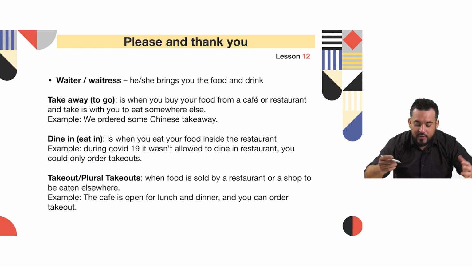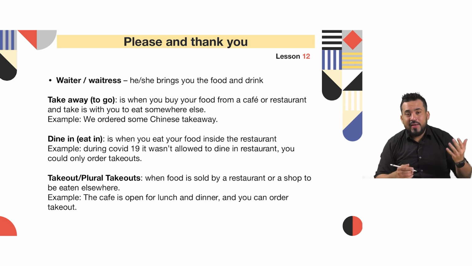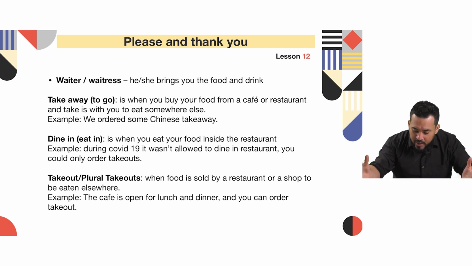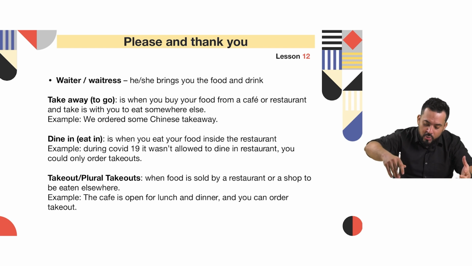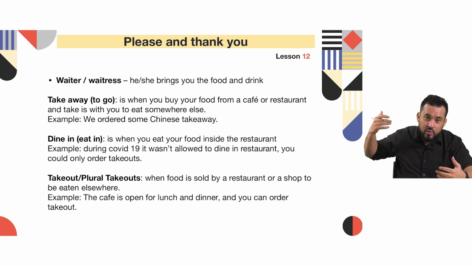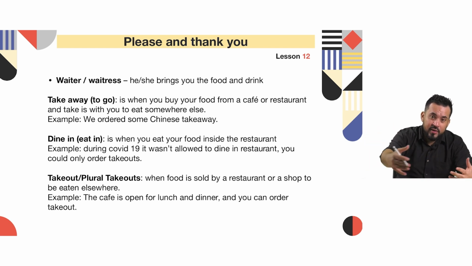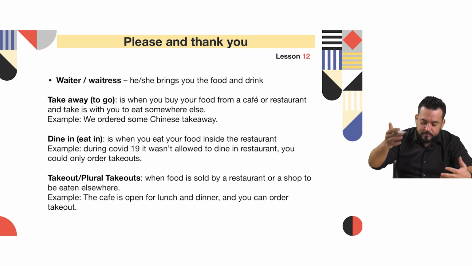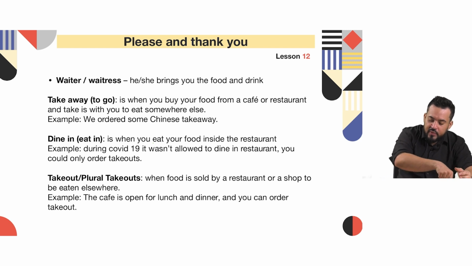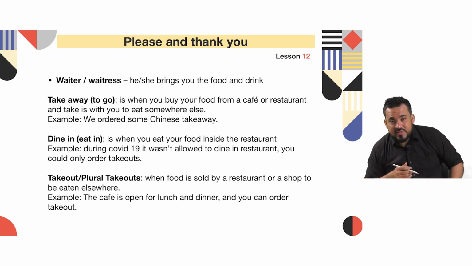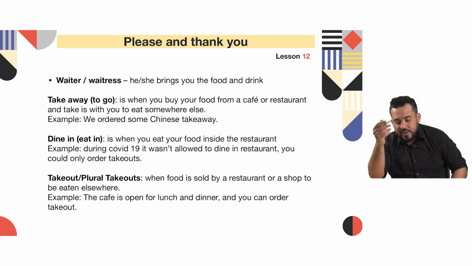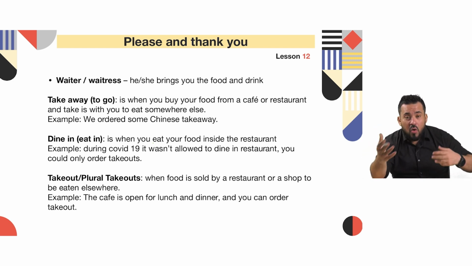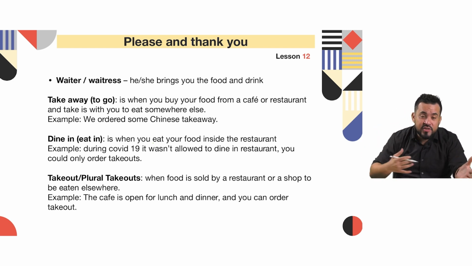Take away, to go. Take away is British, to go is American. That means when you buy food from a cafe or a restaurant and take it with you and eat it somewhere else. That is called take away in British, or to go in American. So you can say, we ordered some Chinese takeout, or you can say, we ordered some Chinese takeaway, or you can say, can I have this to go? It means I'll take it with me.